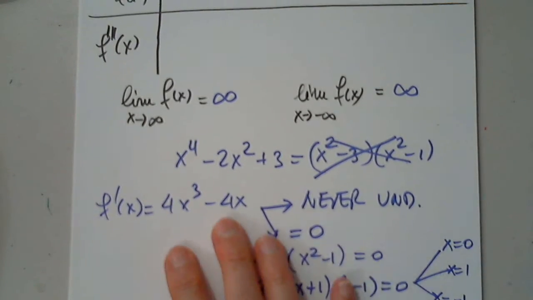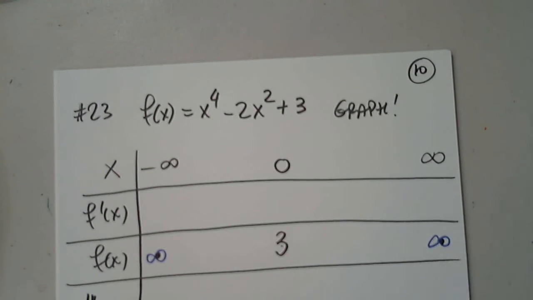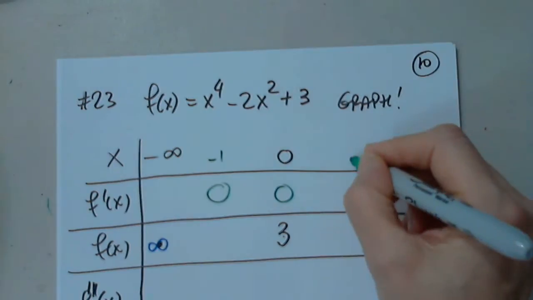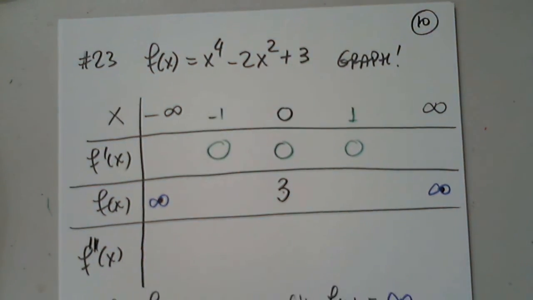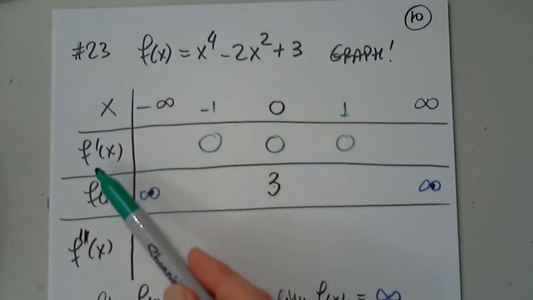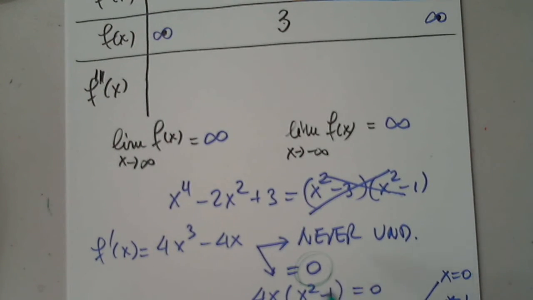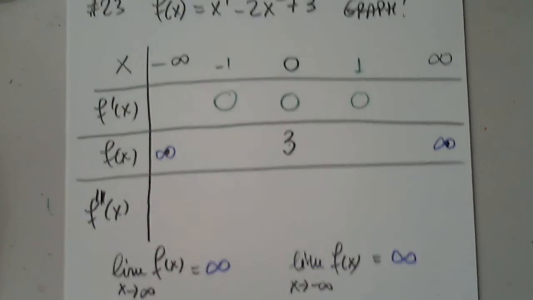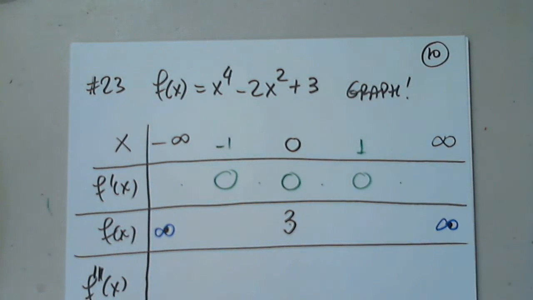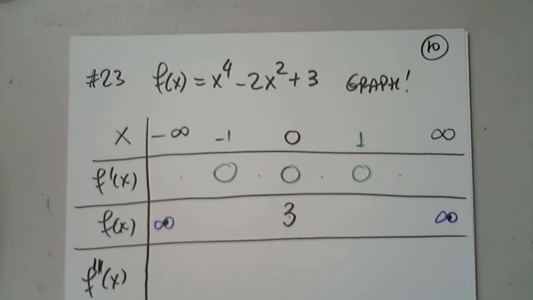I found something. It has to find its place. Good. So I found three critical numbers. They are in the table. The derivative is 0, not undefined. All I need to find now is the sign here. I will plug 4x cubed minus 4x in the calculator.